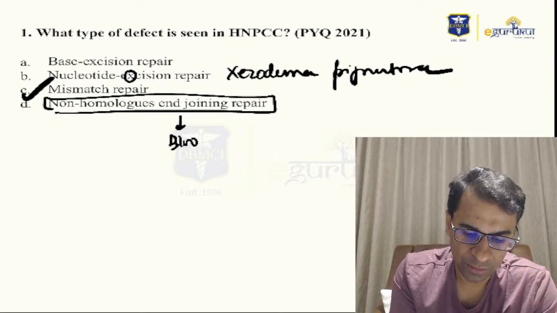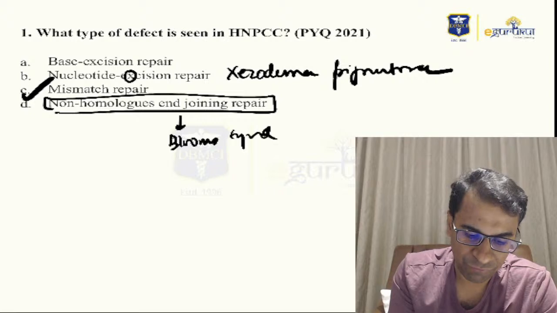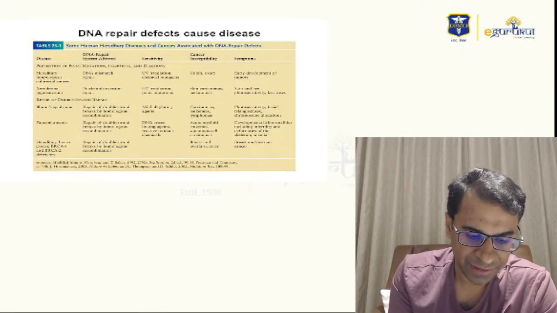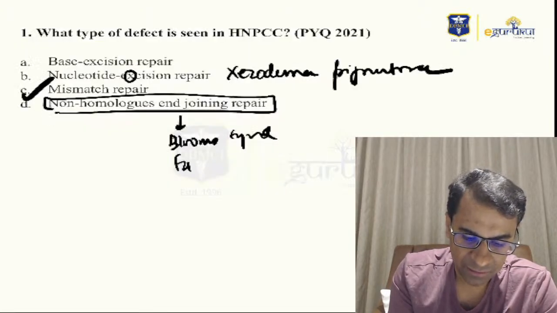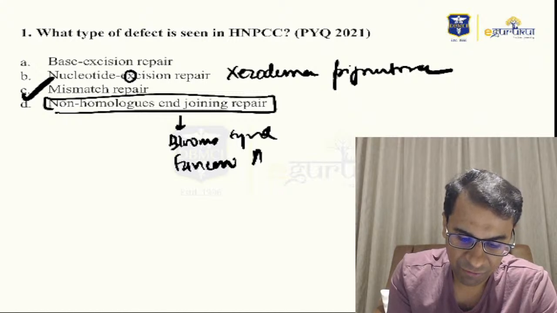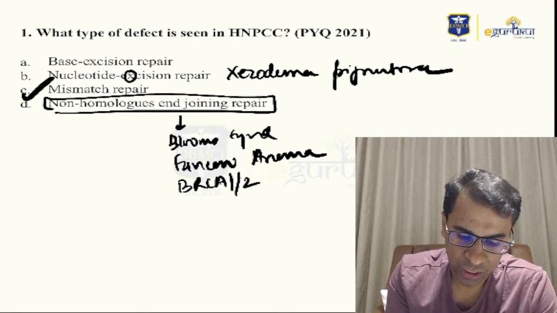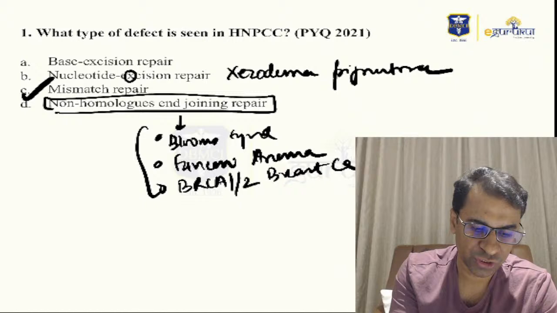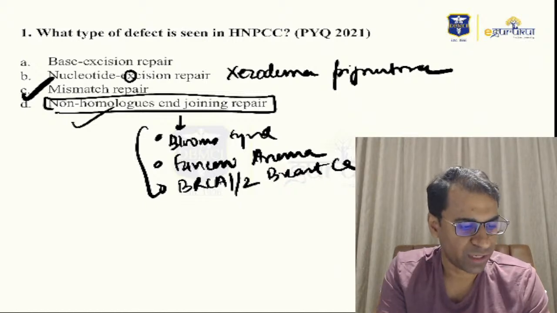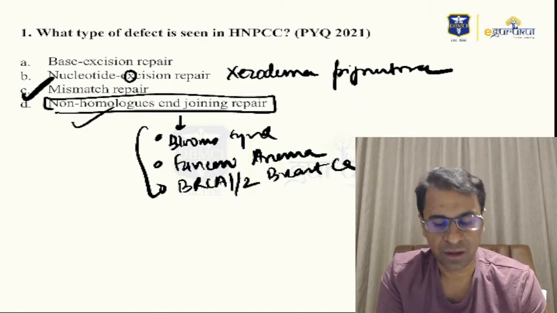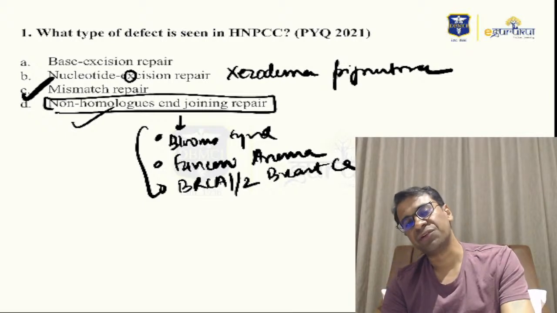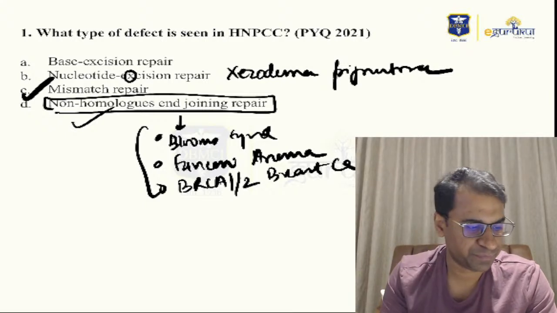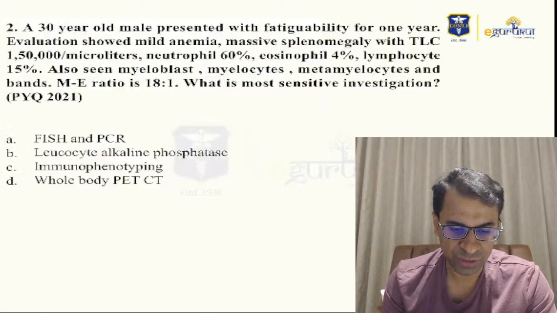Bloom syndrome, it is often seen also in Fanconi's anemia, and it is also seen in the BRCA1 and BRCA2 mutated breast carcinoma. All of these three show what is called non-homologous end joining repair. So please remember this; it will really be helpful for you. Okay, move to the next question.